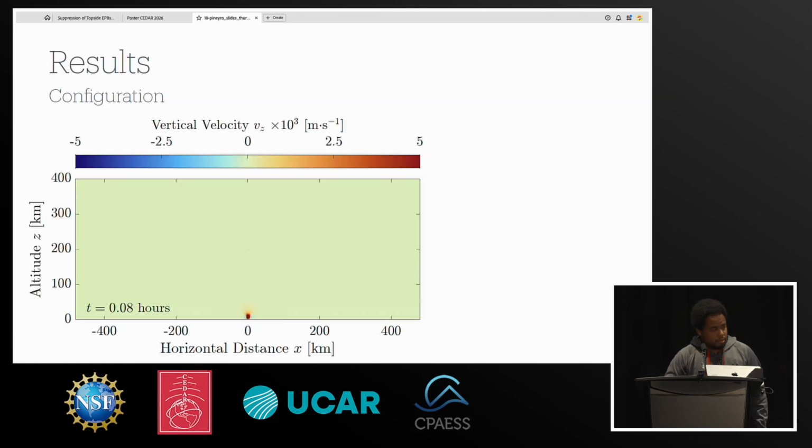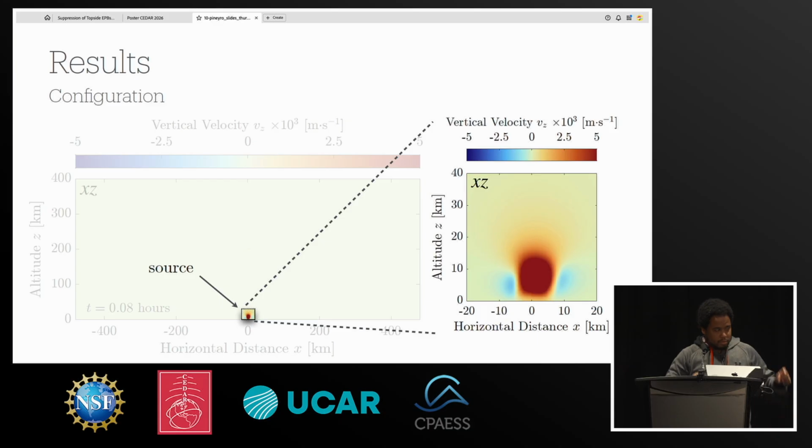I'm going to go into the results because this talk is only 5 minutes, but this is what it'll typically look like. Just imagine a box and you slice through the box in the XZ plane, and you have a source here. The source is very tiny, and you just inject some energy into the atmosphere. I'm plotting vertical velocities here, so the vertical velocity of your fluid or your gas.